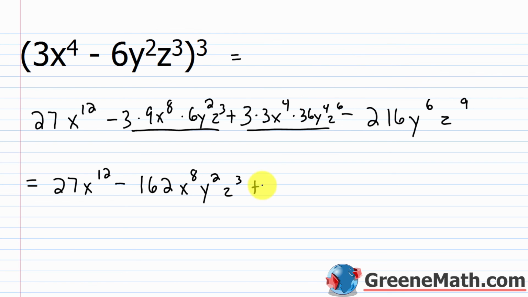So what I'd have here is plus 3 times 3 is 9. 9 times 36 is 324. Then we have x to the 4th power, y to the 4th power, z to the 6th power. And then minus 216, y to the 6th, z to the 9th. So we have our answer. We've got 27x to the 12th power minus 162x to the 8th power, y squared, z cubed, plus 324x to the 4th power, y to the 4th power, z to the 6th power, minus 216y to the 6th power, z to the 9th power.